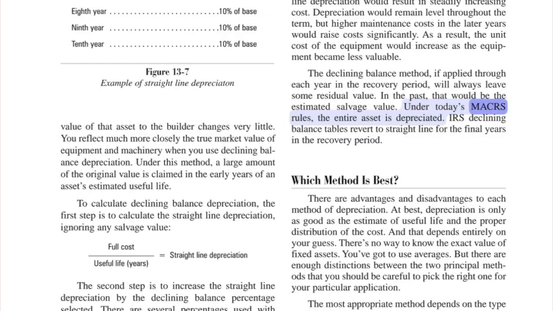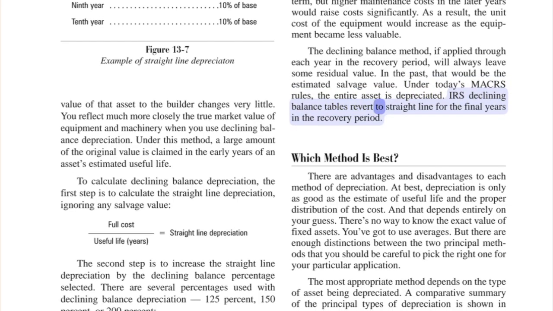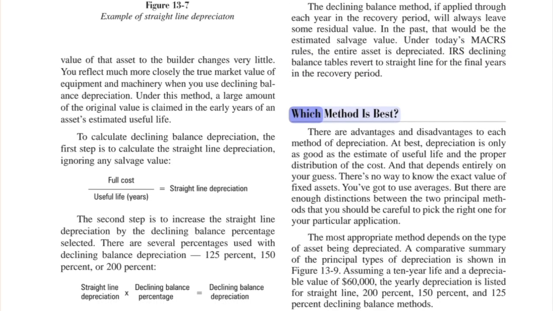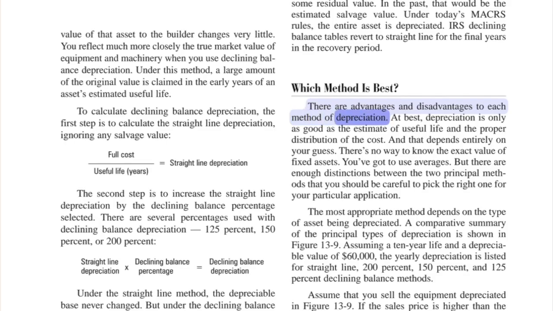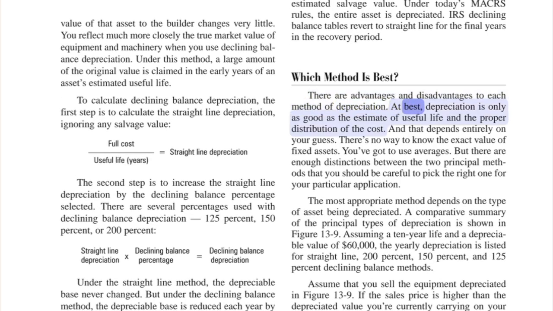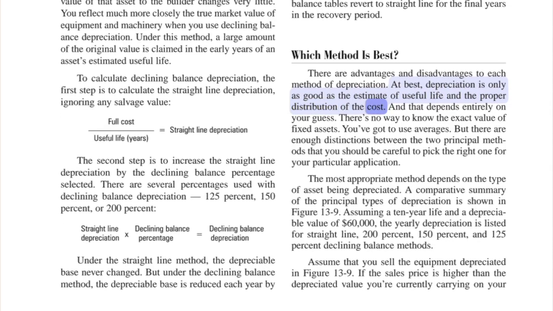Under today's MACRS rules, the entire asset is depreciated. IRS declining balance tables revert to straight line for the final years in the recovery period. Which method is best? There are advantages and disadvantages to each method of depreciation. At best, depreciation is only as good as the estimate of useful life and the proper distribution of the cost. And that depends entirely on your guess.